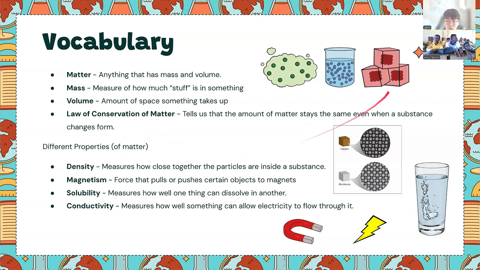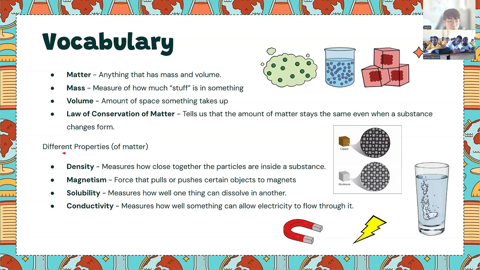So, if a solid turns into something else, like liquid or gas, the law of conservation of matter states that the amount of matter stays the same. Even after it goes through the change, or even after it looks like it disappeared, it never did. It's still there, it just changed forms. Again, for example, like from liquid to gas. You cannot see gas, but you know that the liquid changed into the gas form. So it states that the amount of matter stays the same.